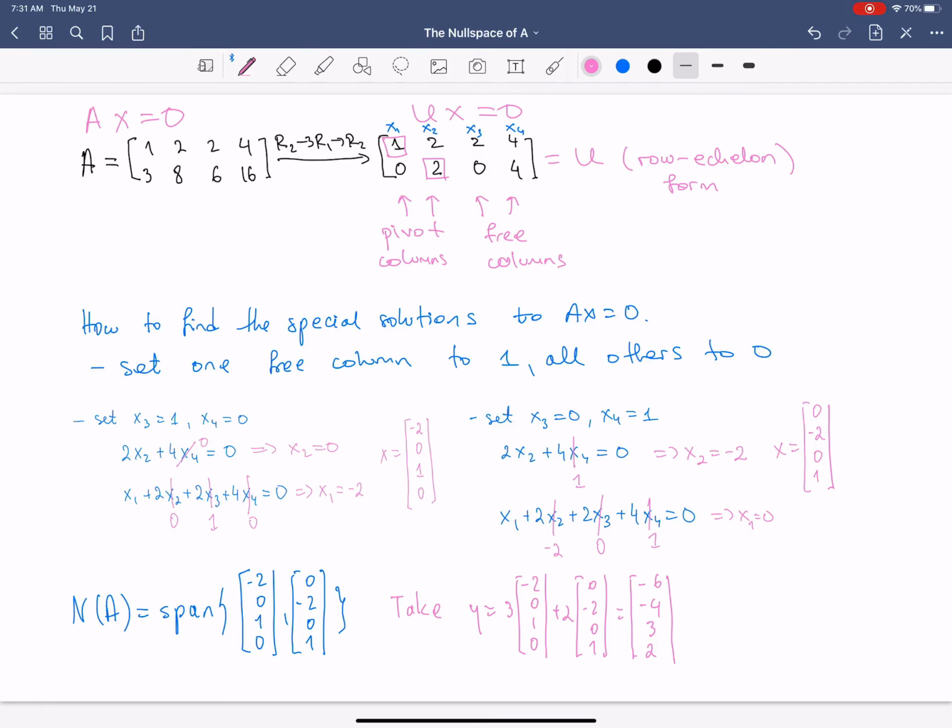So just to complete my thought here, when I take this y, then we know that Ay is 0. Why do we know that Ay is 0? Because we took that y to be a linear combination of the vectors that describe the null space of A.